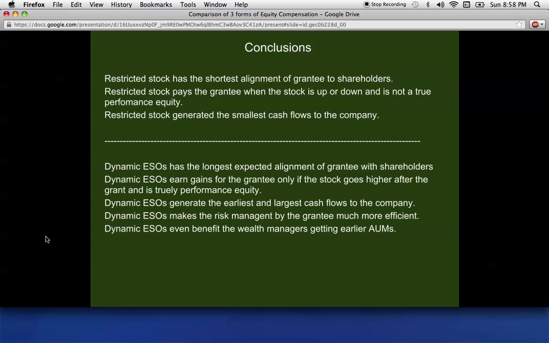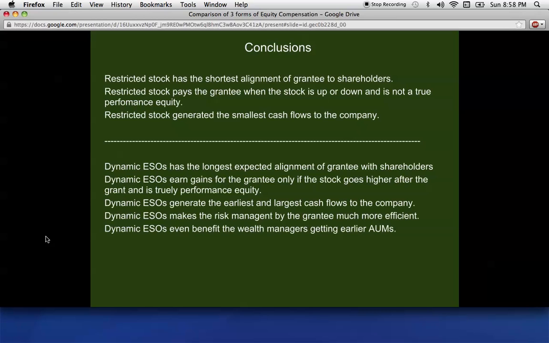Dynamic employee stock options have the longest extended alignment of grantee with shareholders. Dynamic employee stock options earn gains for the grantee only if the stock goes higher after the grant and are truly a performance equity. Dynamic employee stock options generate the earliest and the largest cash flows to the company.